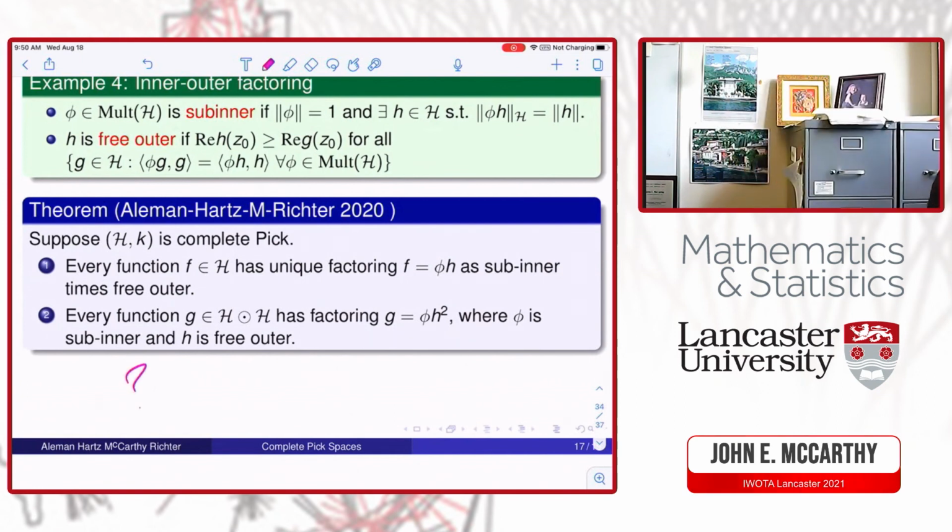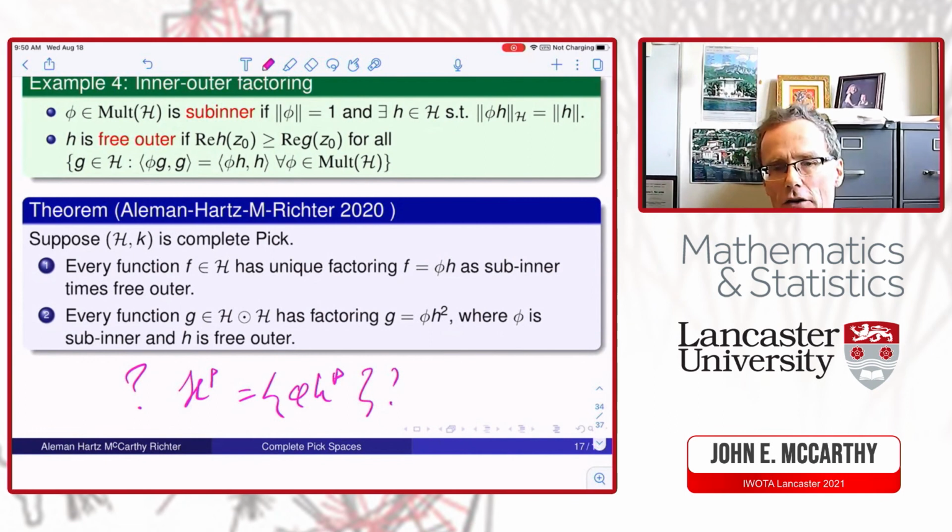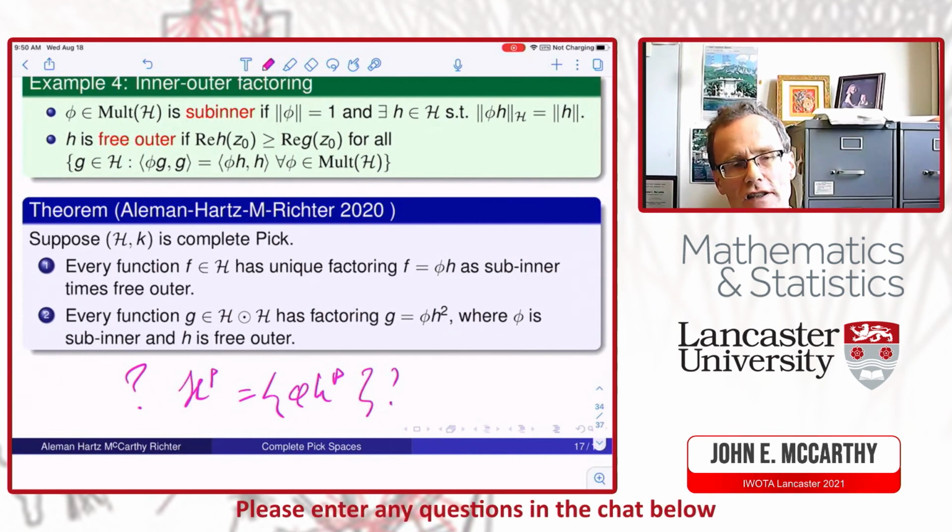So a big question here that we don't know the answer to is whether everything in HP looks like phi times h to the p, where phi is sub-inner and h is some free outer. That would be a great characterization of HP, but we have no idea how to prove that.